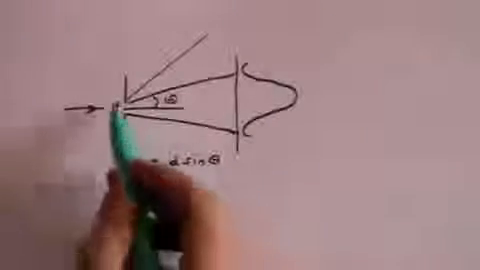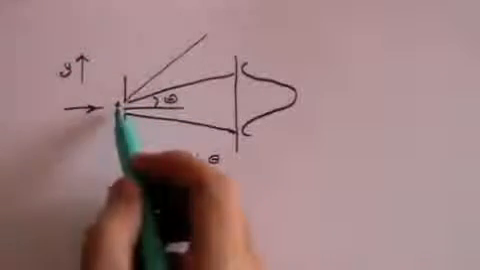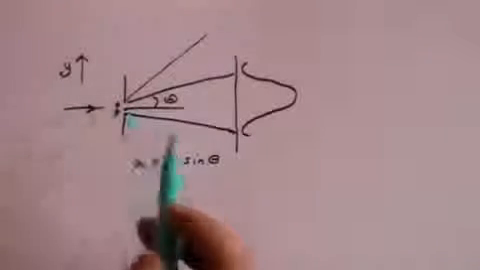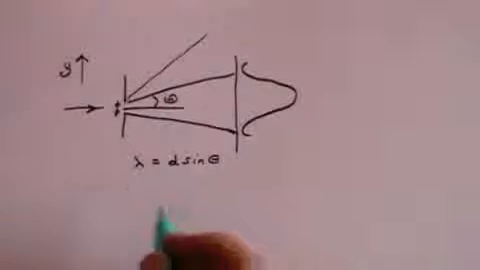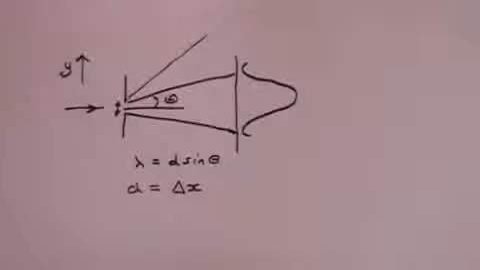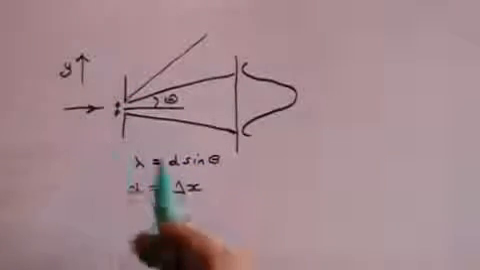D is, in a sense, the measure in the y direction of the position of the electron. You know that it must be somewhere between those 2 points, because otherwise it wouldn't get through the gap. So d is delta x. It is the uncertainty in the y position of the electron.